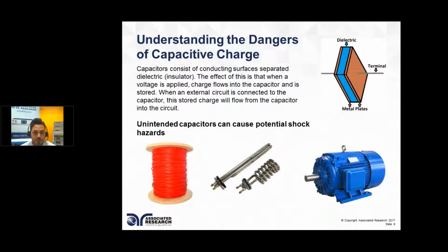Stored. When an external circuit is connected to the capacitor, this stored charge will flow from the capacitor into the circuit, and that circuit could be someone just coming into contact with it. So I kind of call these unintended capacitors, which can cause potential shock hazards. A capacitor is as simple as two metal plates separated by an insulator. And so a cable manufacturer, these spools of cable, what do you have here? You have a bunch of metal separated by that insulator. So it's a huge capacitor, or it develops a capacitive characteristic.